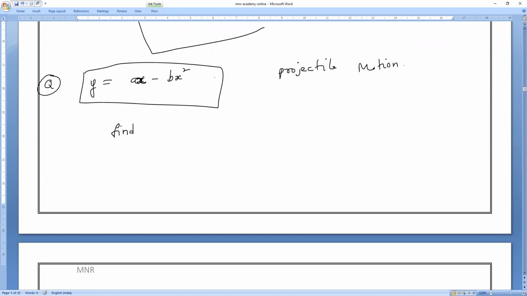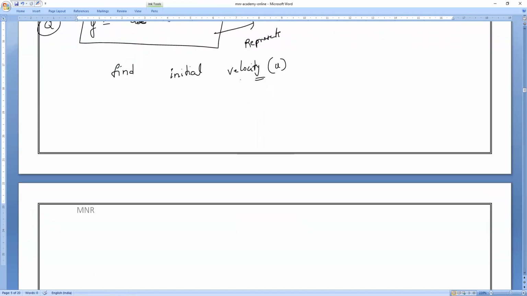So this mathematical equation represents projectile motion. Then find the initial velocity. Let us see how to find it. Not only the initial velocity, you all can try the remaining things: time of flight, theta, h, r, everything we can find. That's all we wanted. We all know that the initial velocity is, what is the symbol? Initial velocity, u.